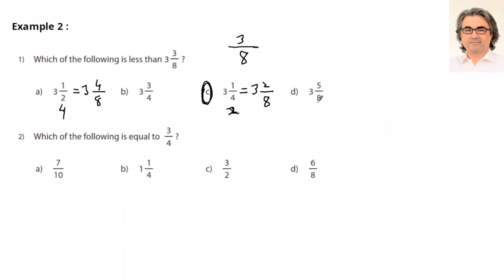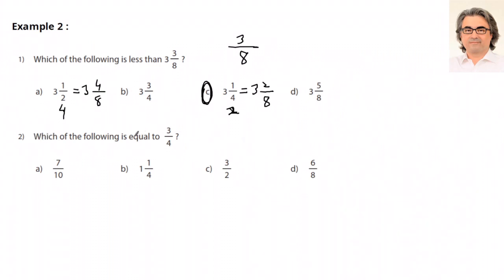What about this one? Is 5 over 8 less than 3 over 8? No, it's greater than 3 over 8. So choice D cannot be the solution. Now let's continue with the next question on this page.